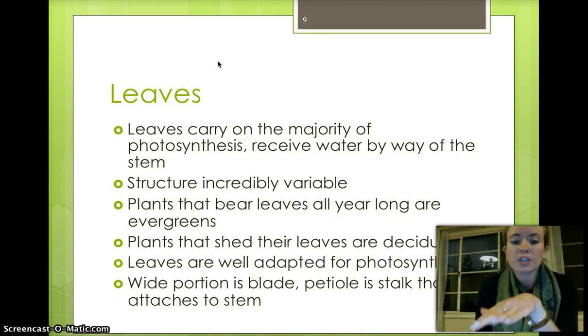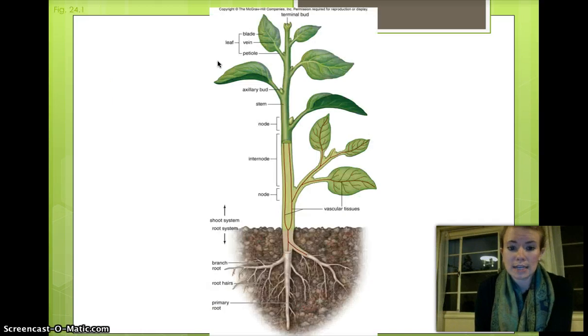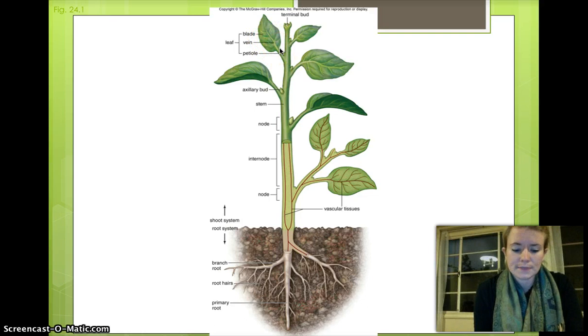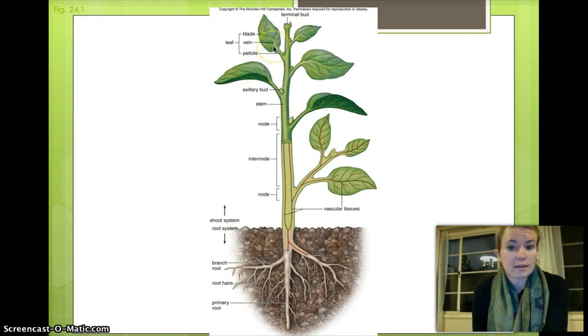And the wide portion of the leaf is called the blade, and the petiole is the stalk that attaches it to the stem. So up here we have a leaf, and right here, this whole part is the blade, and this thing right here is a petiole. It's where the leaf attaches to the stem. It's technically part of the leaf, and this thing in the middle that looks like a continuation of the petiole into the leaf is called the vein, and that's what has the majority of the vascular tissue in it that supplies the leaf with water and carbon dioxide.